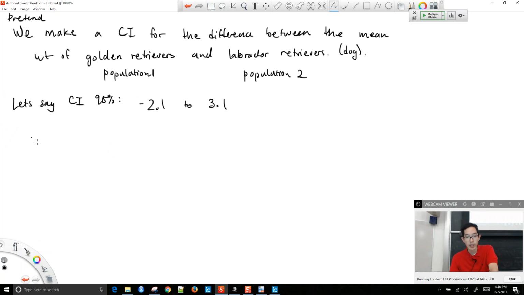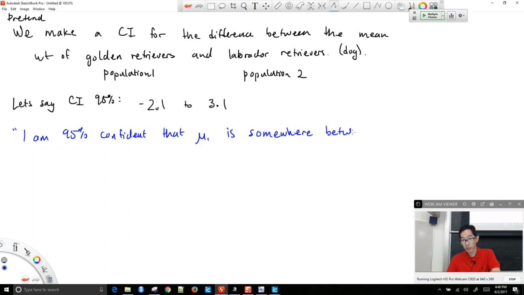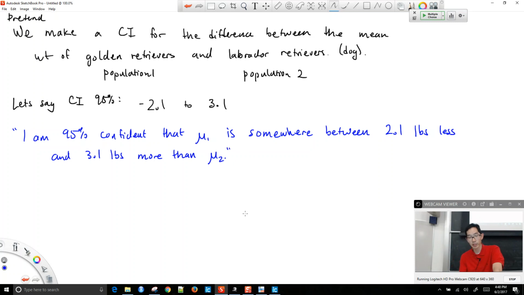Our interpretation here would be: I am 95% confident that mu1, the mean weight of golden retrievers, is somewhere between 2.1 pounds less and 3.1 pounds more than mu2. Now that might sound weird, and indeed it is.